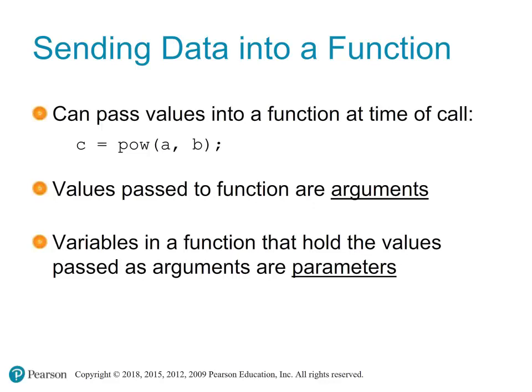Parameters are the variables inside the function definition that hold the values for the argument passed in. They act like placeholders for the actual value and are used within the function to perform its task. Arguments are the values you pass into a function at the time of the call. Parameters are the variables inside the function that receive these values.